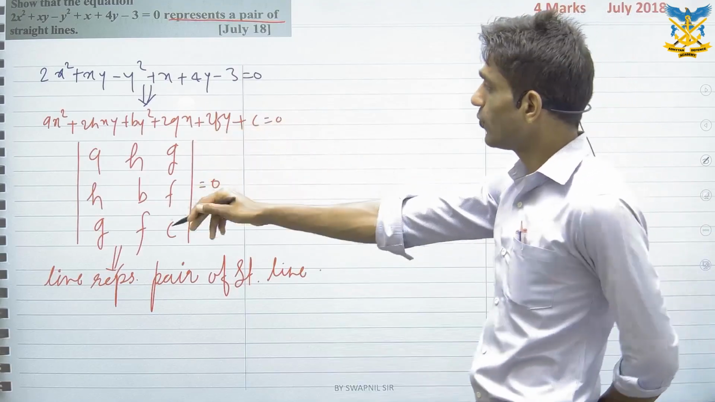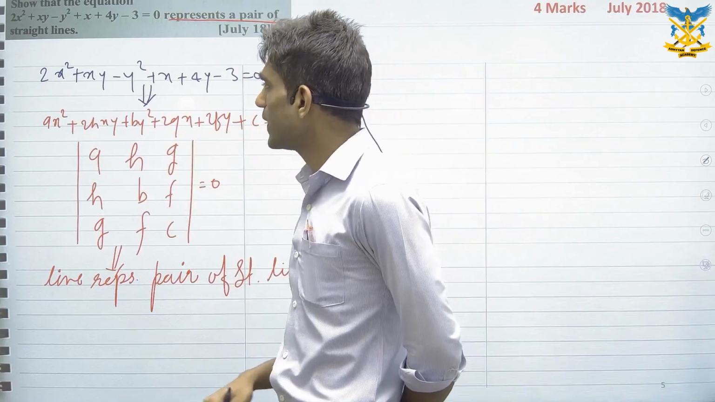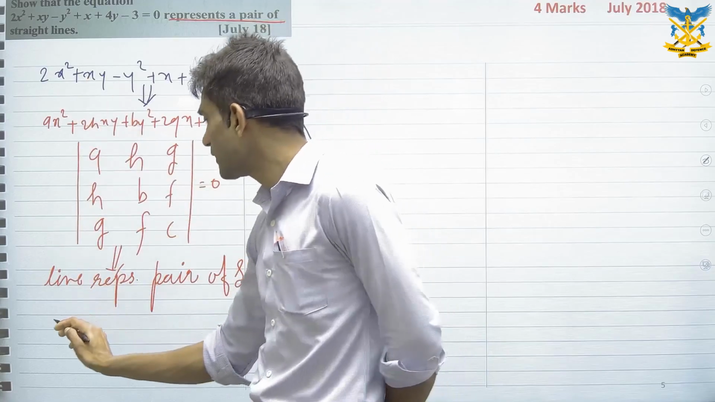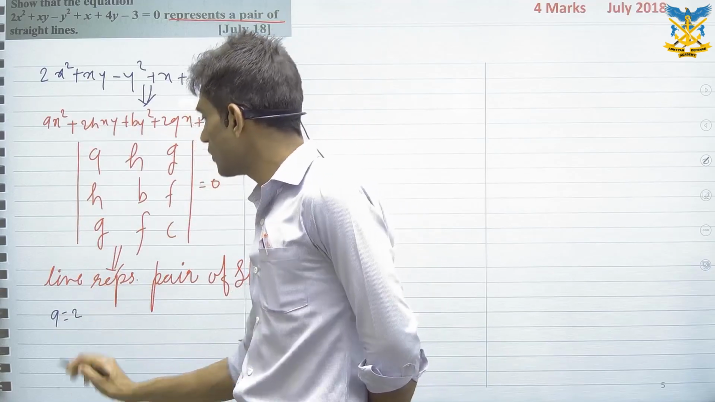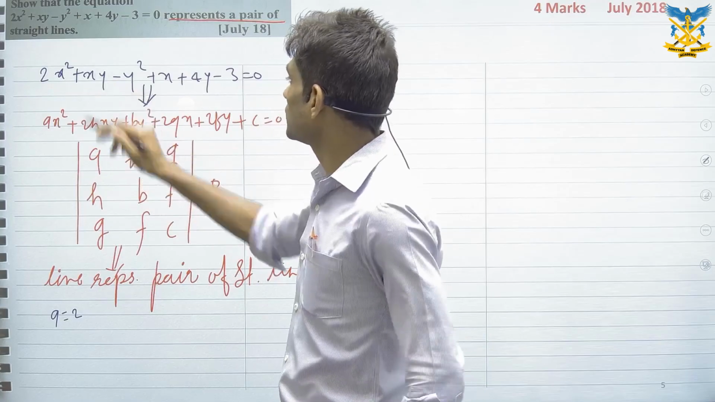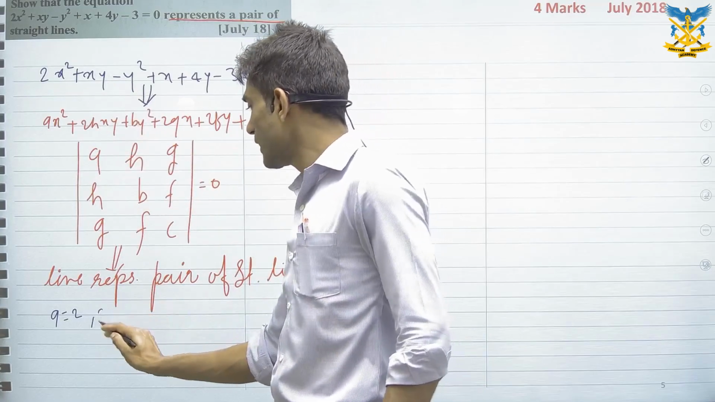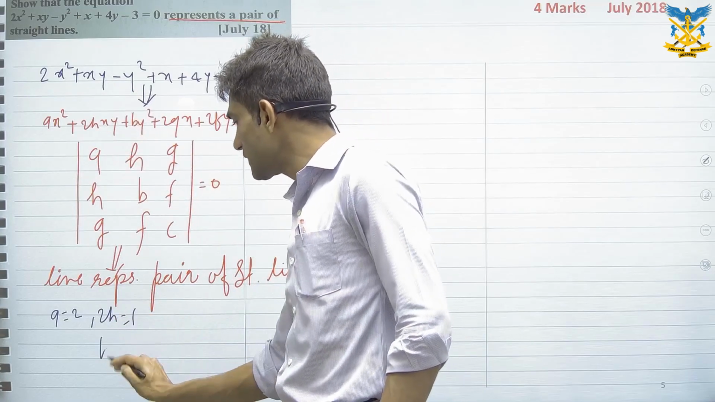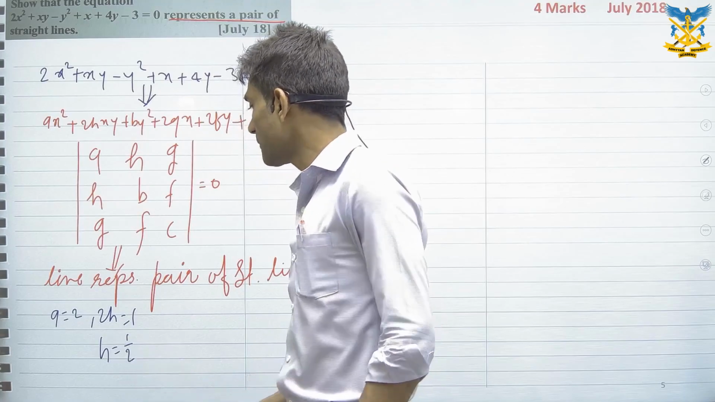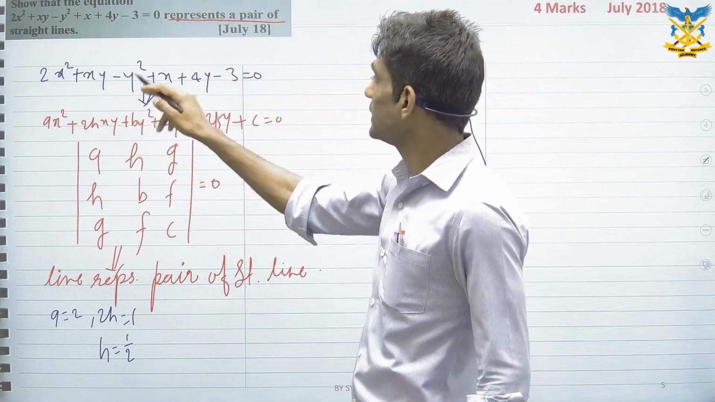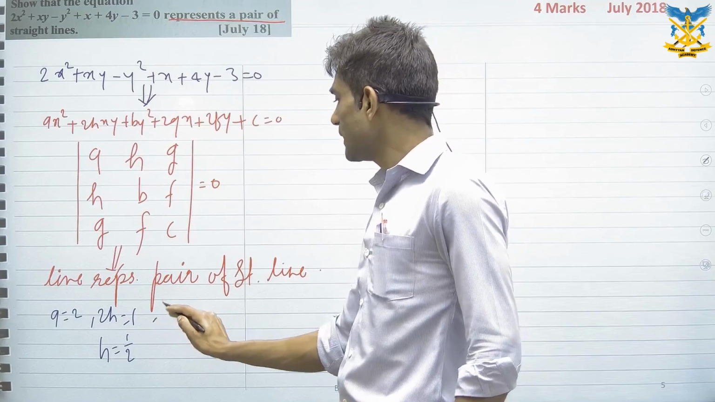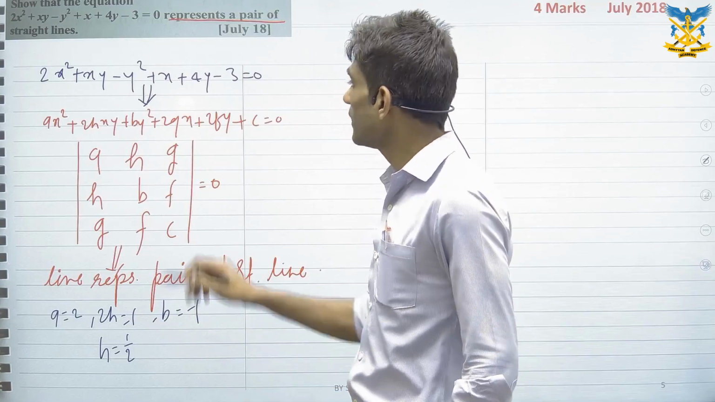So what is the value for a? Compare this one. Ax square is equal to 2x square. So we'll get a, which is equal to 2, okay. After that, 2hxy, which is equal to xy. That means 2h is equal to 1, and then h gives us 1 by 2, okay. Again, by square is equal to negative y square. So b gives us negative 1, okay.